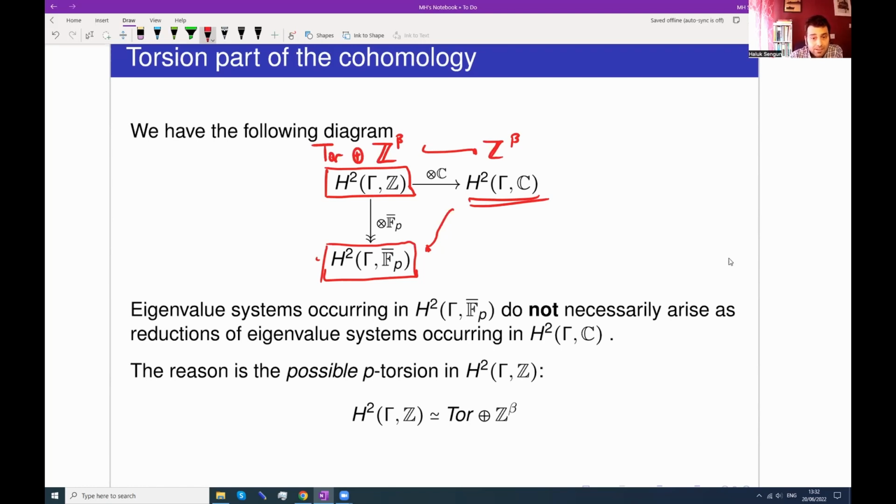And it turns out that there's lots of torsion. And that gives us lots of eigenvalue systems that are not coming from automorphic forms, so to say, through mod L reduction. That's the very mysterious thing about the Bianchi group situation. You have lots of torsion, and when you look at mod P cohomology, you see eigenvalue systems that are not coming from complex cohomology, at least at the same level.